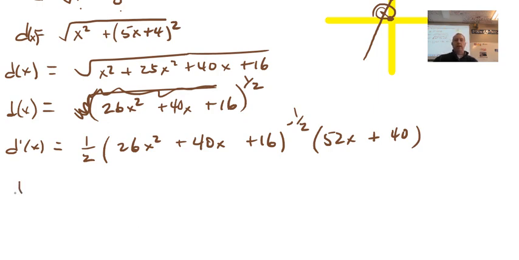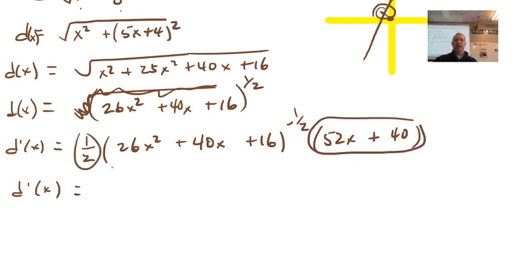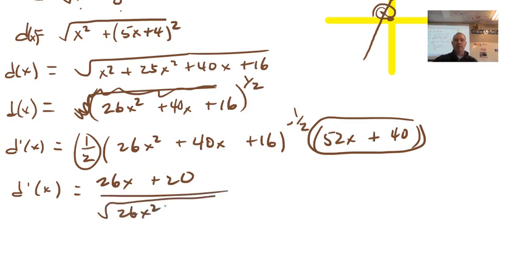All right. So let's simplify that a little bit. Well, 1/2, if I multiply 1/2 by this factor, let's just do that. That becomes 26x plus 20, and then over, this is a negative, so that's over square root of 26x squared plus 40x plus 16. Okay? So why would I do that?